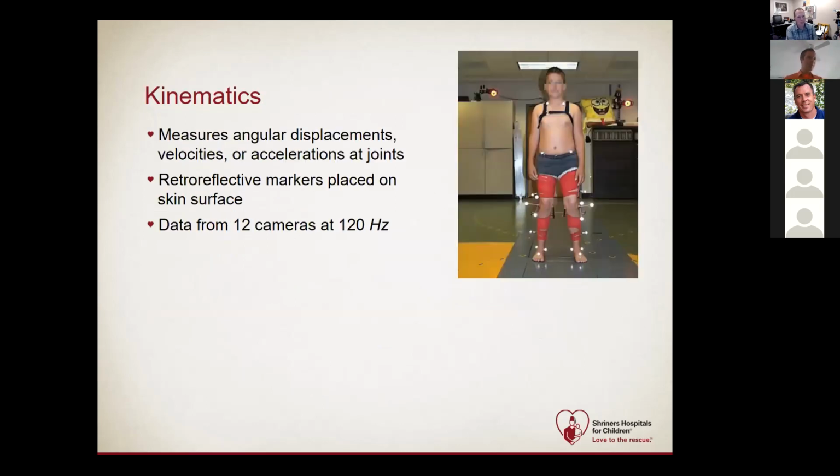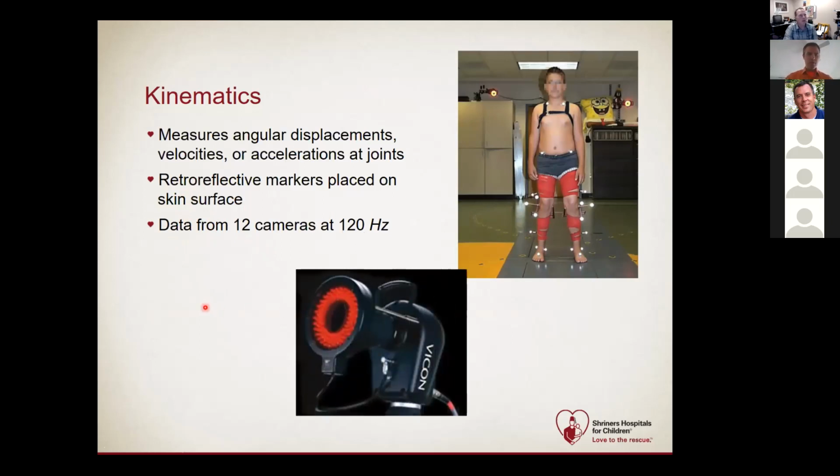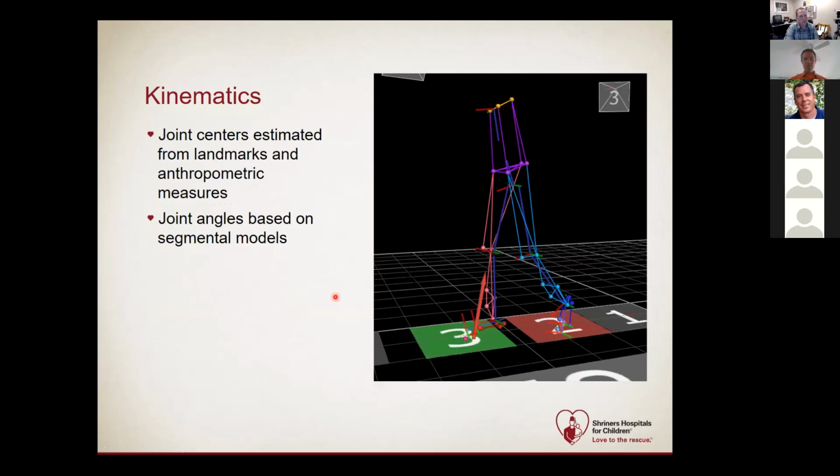Kinematics, this is kind of the bread and butter of how people think of gait analysis. We measure the joint motions, velocities and accelerations. And we do that by putting these reflective markers that you can see on this particular patient. This is our standing trial, and these are just taped on the skin, and we collect data from 12 different cameras that look like that, located around the room. The idea is, if we can see at least one point with 2 cameras, we can figure out where it is in 3-dimensional space. We run that through a model that estimates the joint centers and then calculates angles based upon those joint centers.